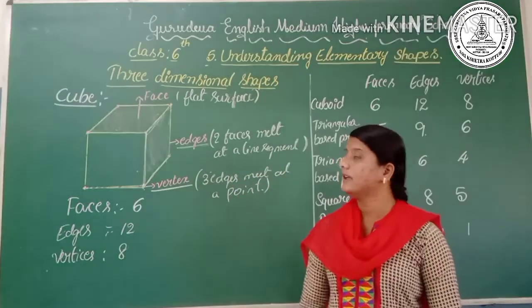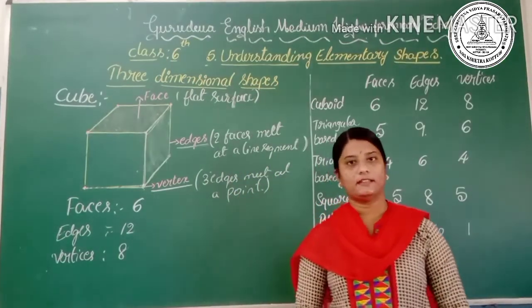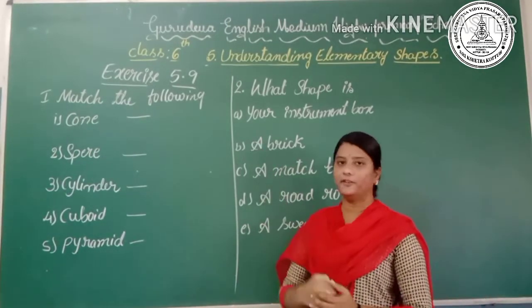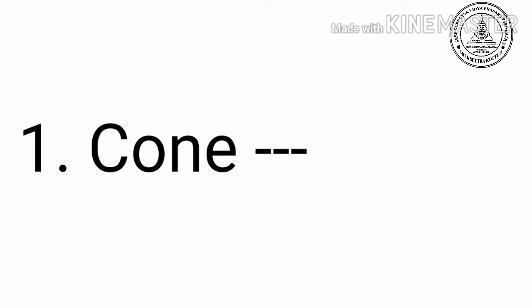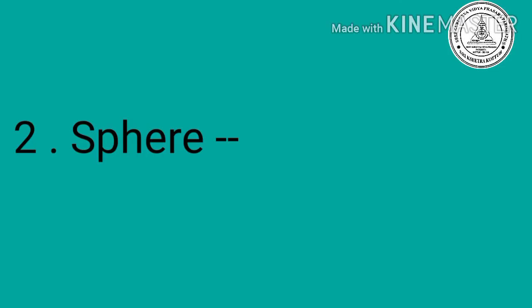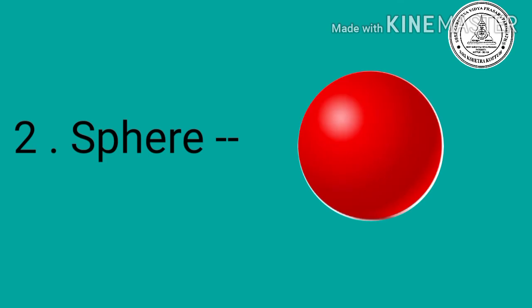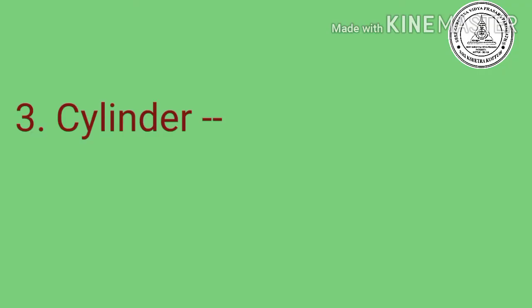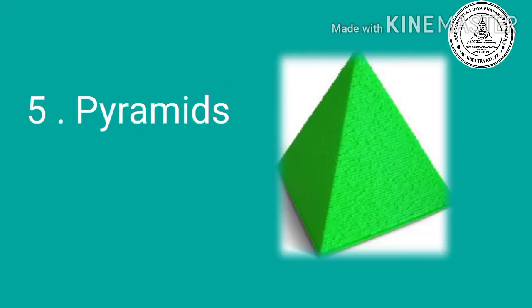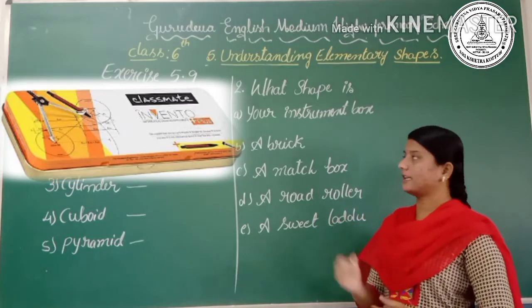Okay. Yes. Let's go to solve exercise 5.9. Exercise 5.9. The first one is match the following. Okay. First one, cone. Second, sphere. Third, cylinder. Fourth, cuboid. Fifth, pyramid. Let's go to the second one.